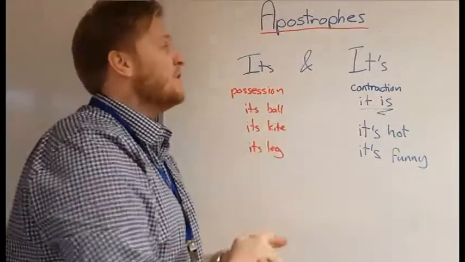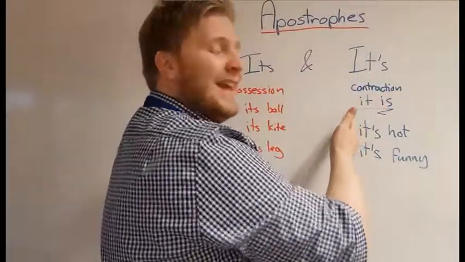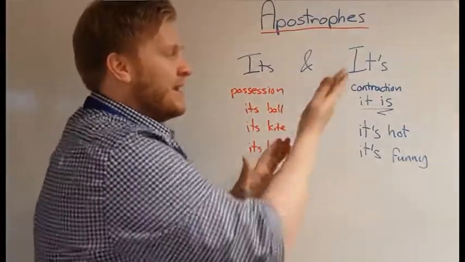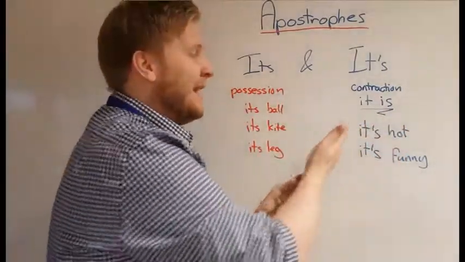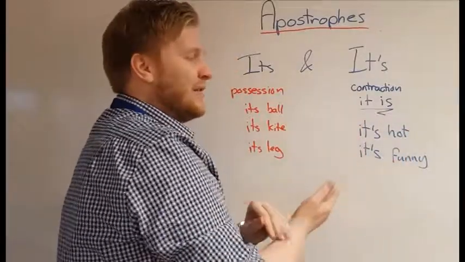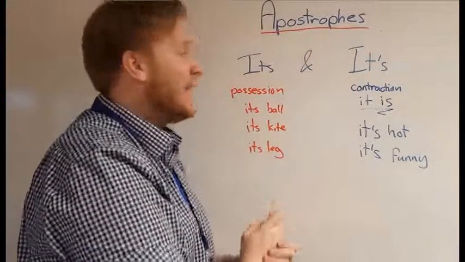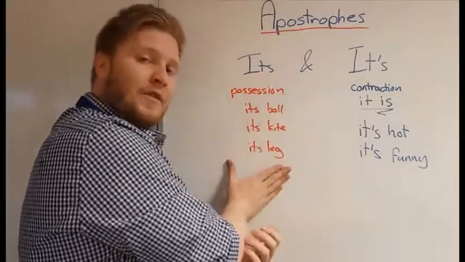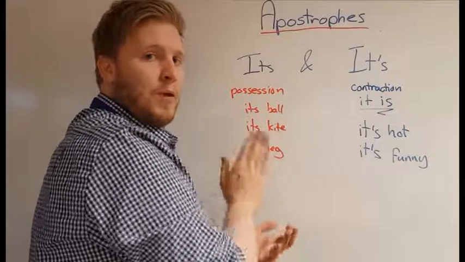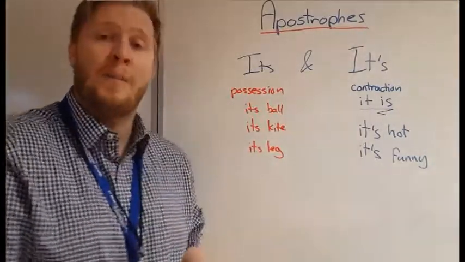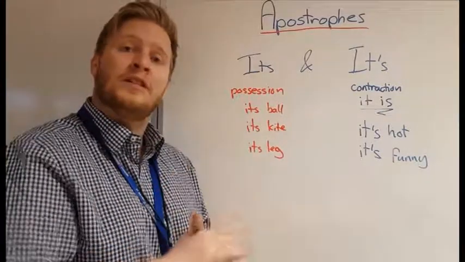When we do use an apostrophe, it's because we are saying it is. It's a contraction. We've squashed it and is together to make it's. So it's hot because we're saying it is hot. It's funny because it is funny. So remember with that one, contraction, it's still the same, but we need to remember when we're using its for possession, we don't use an apostrophe. Okay? And that's how we use apostrophes for possession and for omission.